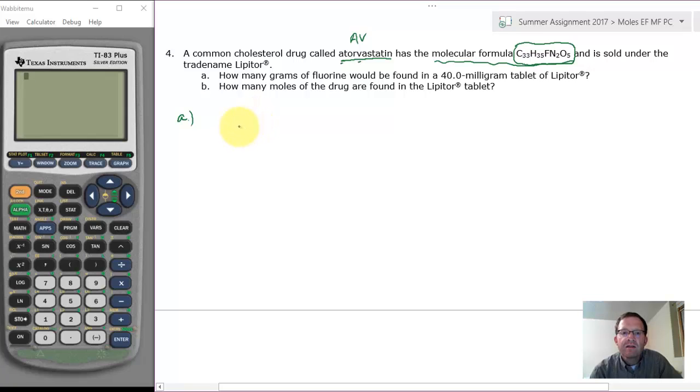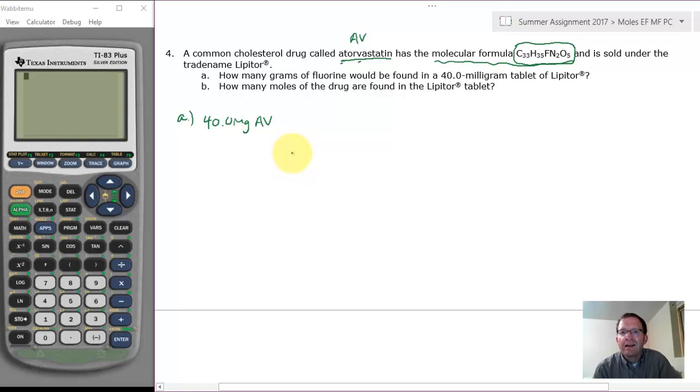Now, there's a couple places we could start here, but really what we're looking to do in any kind of problem like this is to find a number to start from. Okay? Start with some kind of a measurement or some kind of a quantity. In this case, we've only got one number to work with, and that's this 40 milligrams. So I'm going to go ahead and start off with that and say 40 milligrams of Lipitor, or as we called it, atorvastatin. So I'm just going to use AV as my abbreviation. You could write out the word Lipitor, or you could write out the word atorvastatin. Just for simplicity, I'm going to call it AV.